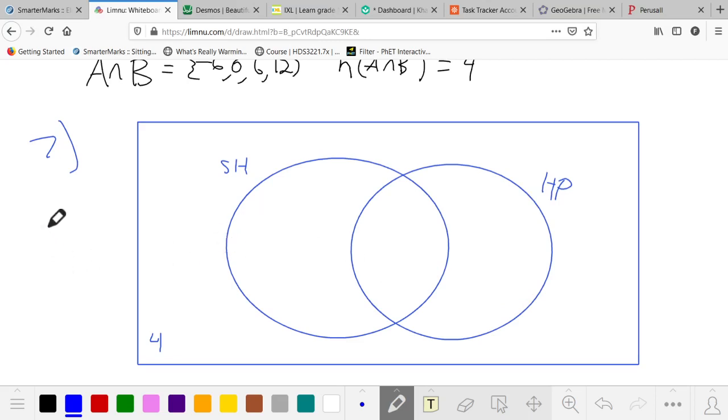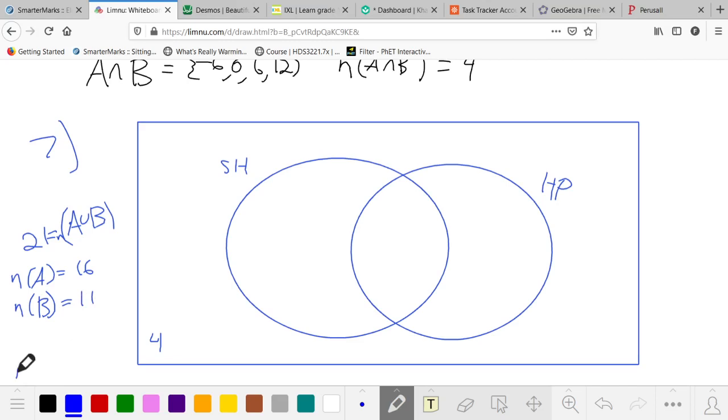So this means of the 25, 21 like at least one detective. So that is A union B, where the number of elements in A union B is 21. Number of elements in A is 16. Number of elements in B, if that's our Hercule Poirot, that's 11.